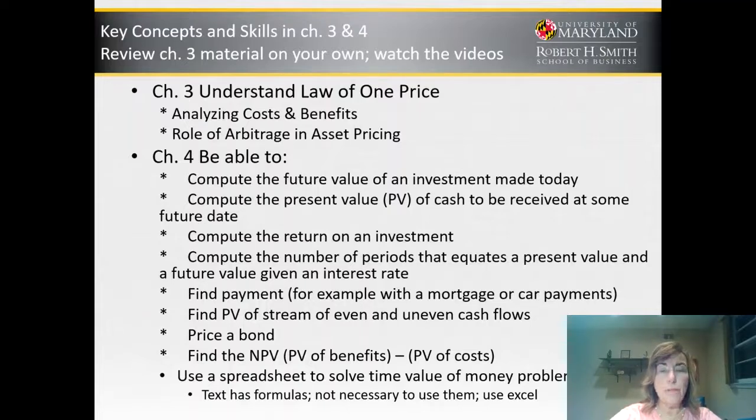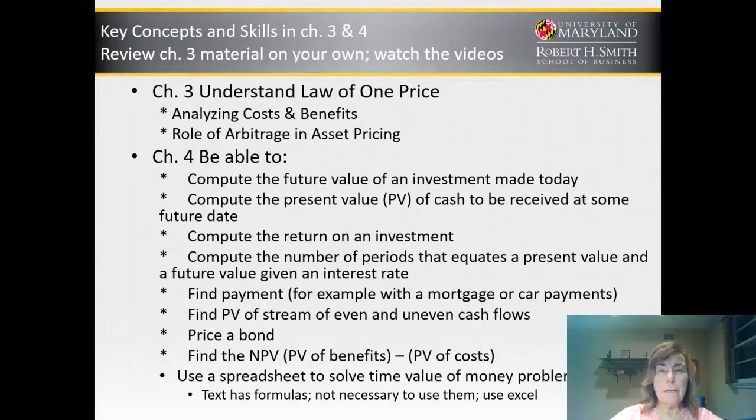But in chapter 4, I'm going to tell you what we're going to be doing today. We're going to compute the future value of an investment made today, the present value of cash to be received at some future date, how to calculate the return on an investment, and compute the number of periods that equates a present value and a future value if you have an interest rate. We'll find a payment, such as if you have a mortgage or automobile payment, the present value of a stream of both even and uneven cash flows, and pricing a bond.